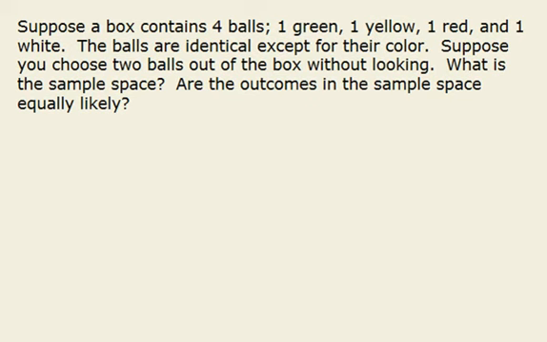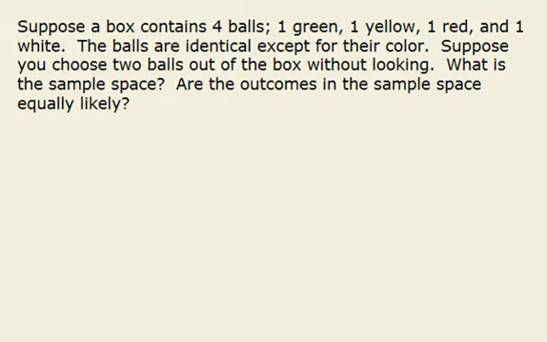We have a box that contains 4 balls. One of them is green, one is yellow, one is red, and one is white. They're identical except for their color, which means that if you would choose some out of a box without looking, you wouldn't be able to distinguish. We want to know what is the sample space and are the outcomes in the sample space equally likely.